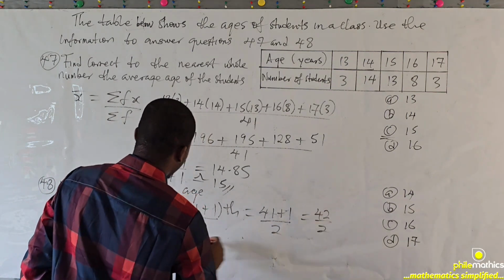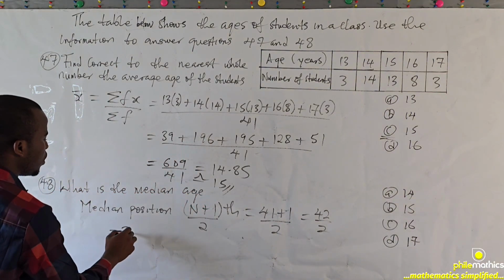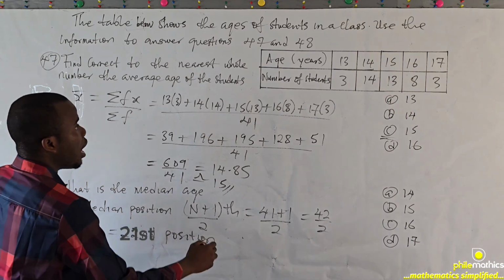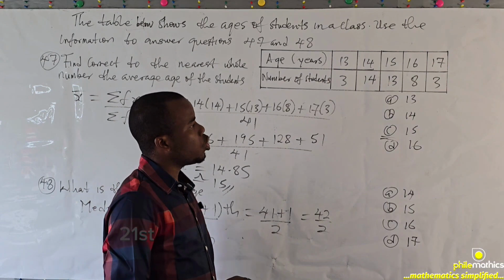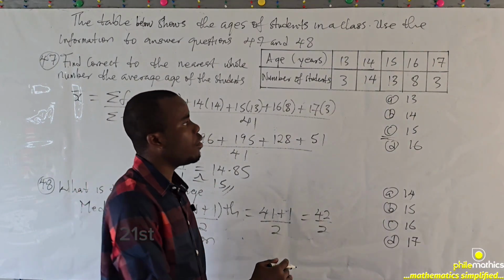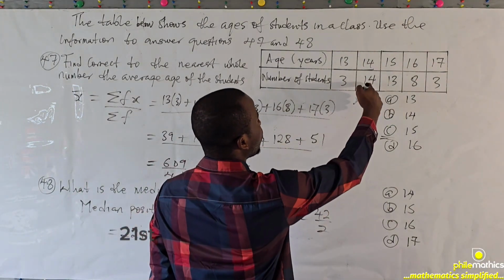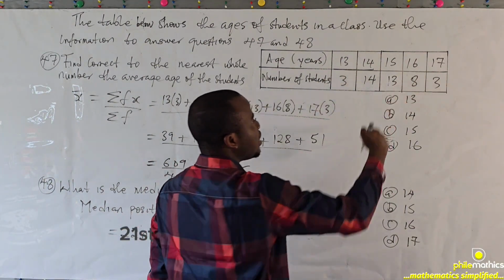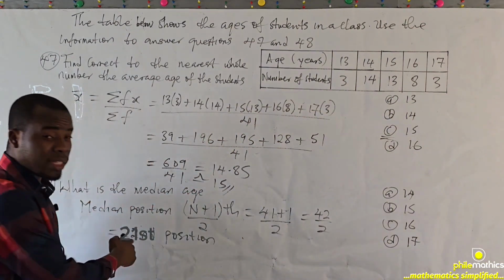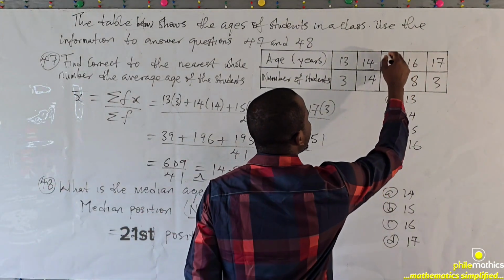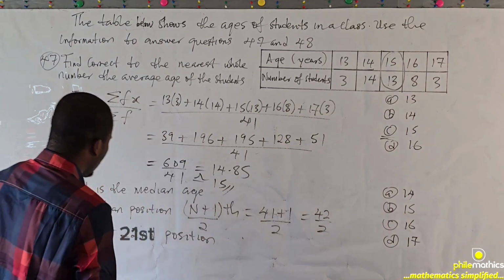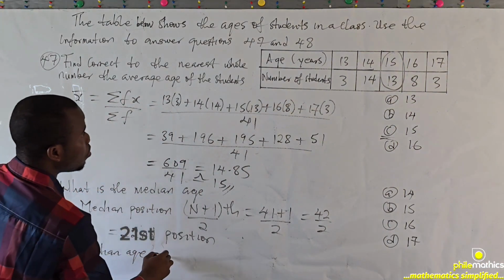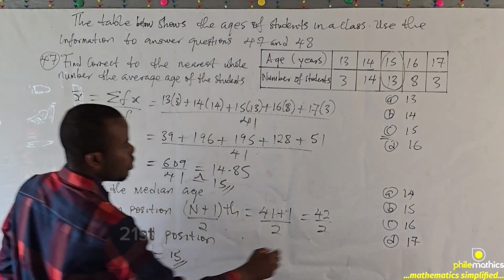And so this is the 21st position. That's our median. How do we get the position? We start taking cumulative frequency. So 3 plus 14 is 17. 17 plus 13 is 30. And we are looking for the position. That means this is where our median class will lie. So our median age is simply 15, which is B.